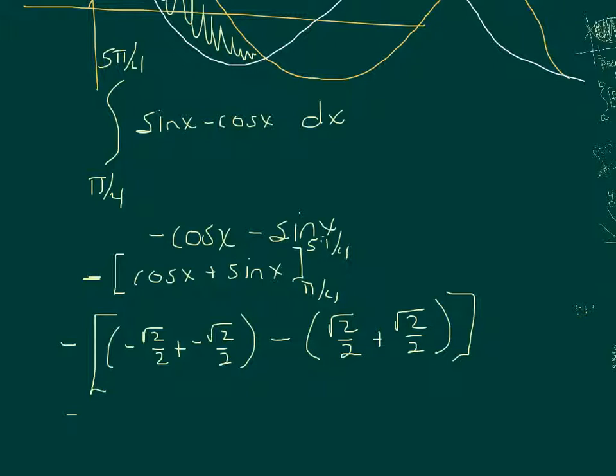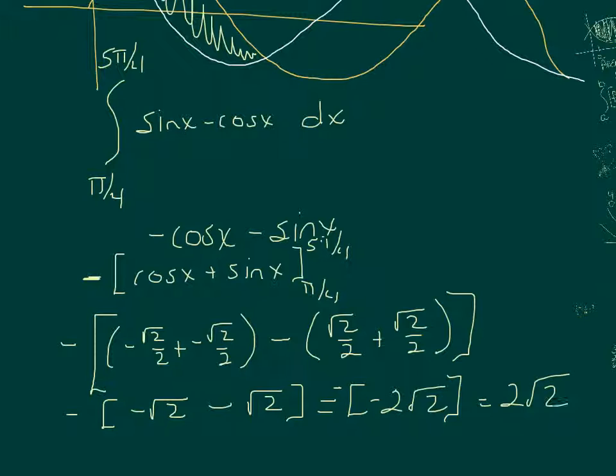So here we have the opposite of negative 2 square roots of 2 over 2 minus 2 square roots of 2 over 2, which is the opposite of negative 2 square roots of 2, which is 2 square roots of 2. Now we should expect to get a positive number, because you're looking for the area between the two curves.